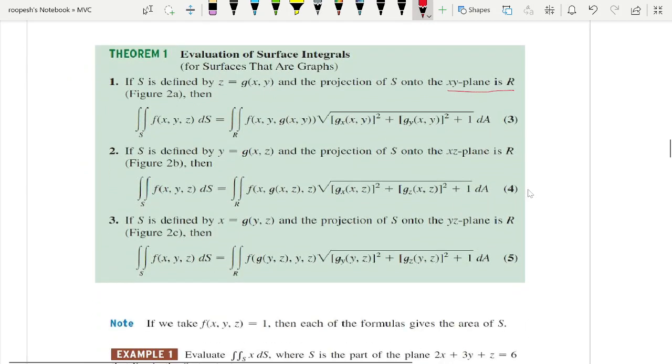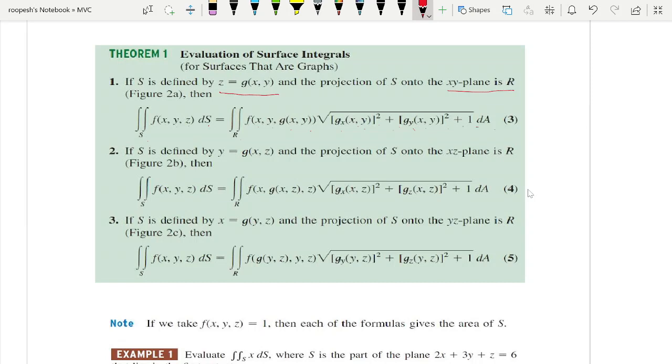So S is defined as z equal to g(x, y), and the projection of S onto the xy plane is R. Then the integral over S of f(x, y, z) dS is equal to the integral over R of f(x, y, g(x, y)) times the square root of gx(x, y) squared plus gy(x, y) squared plus 1, dA.